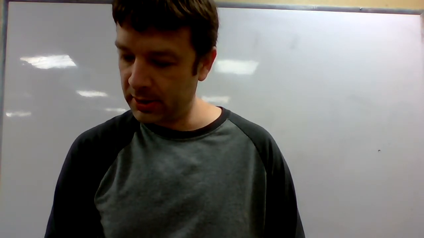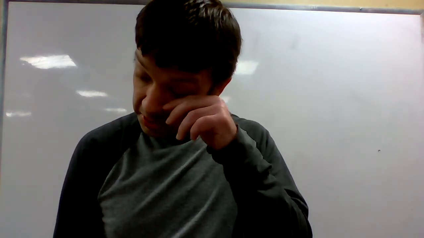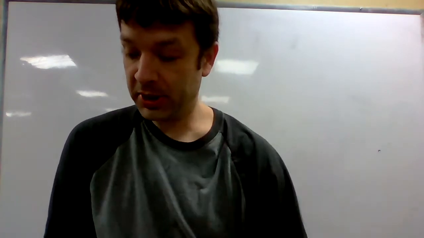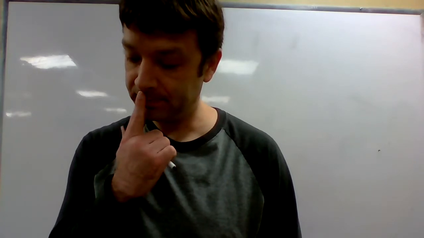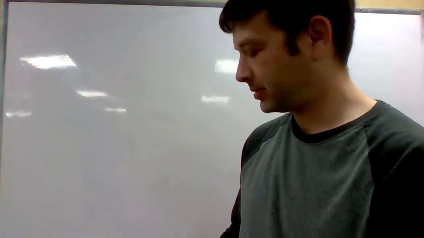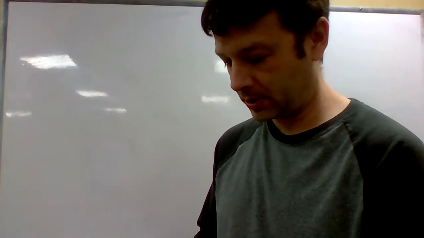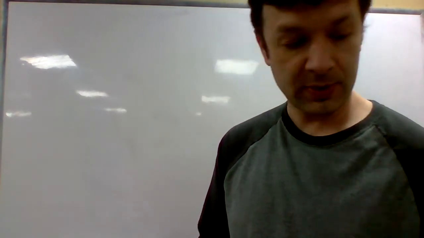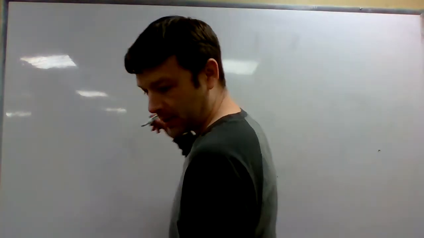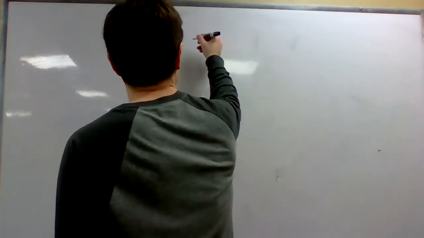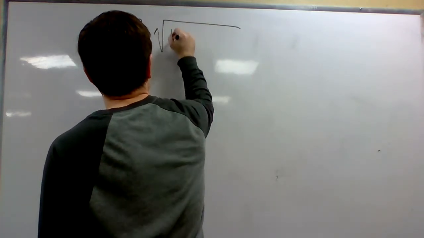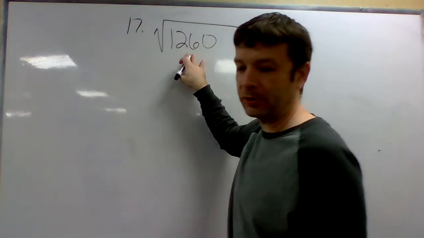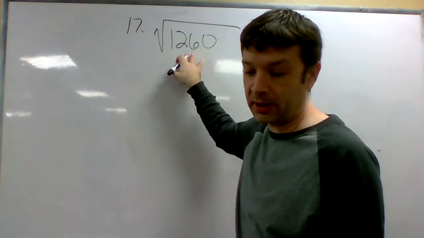All right, it says 20 times 63. Let's do, all right, I'm just going to put that in the calculator. 1260. This is a square root, that's good. Okay, so I went and multiplied the numbers together in the calculator.